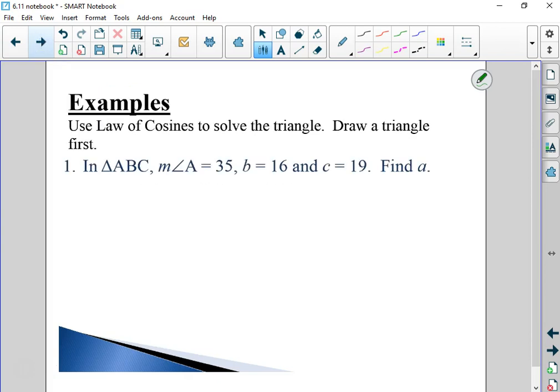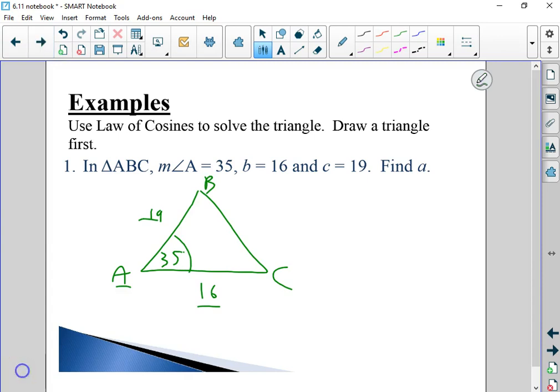Okay, so draw a triangle. So we have A, B, C. You can draw the triangle any way you want. Measured angle A is 35 degrees. B down here is 16, and C is 19. So we have our setup. We have two sides and the included angle. So this is what we're trying to find there, A.